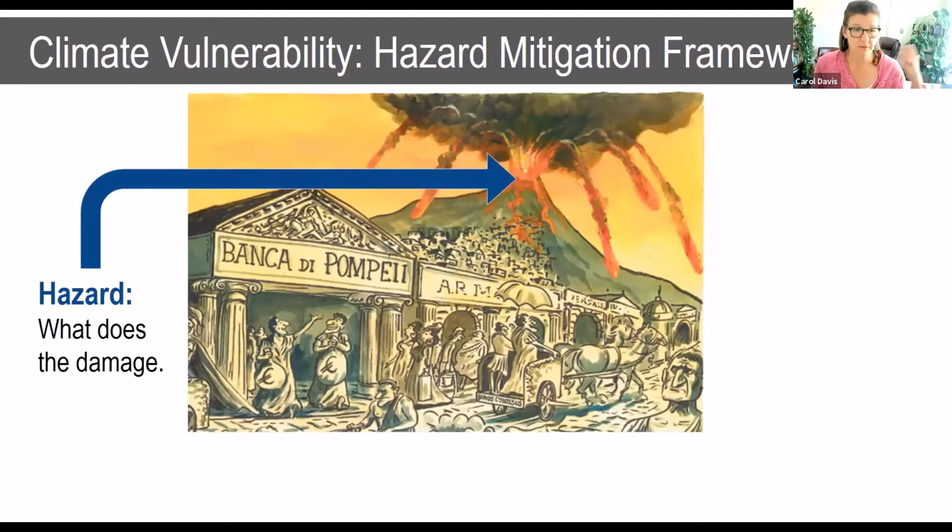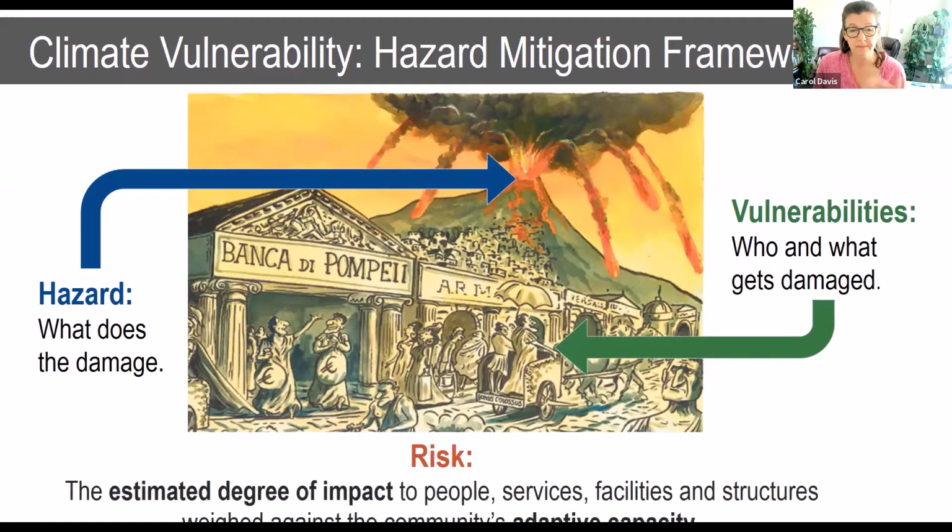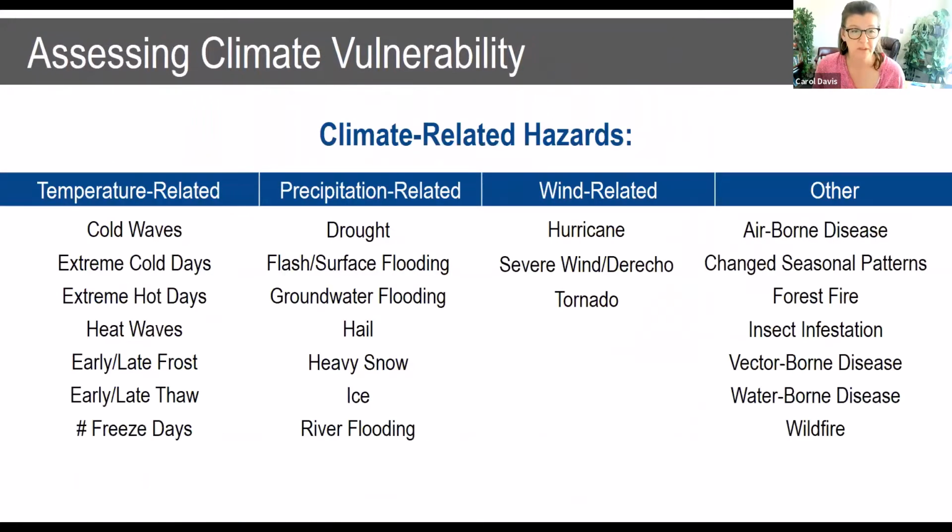And so in this example, the hazard is the thing that does the damage, right? In this case, a volcano. And then the vulnerabilities are the who and the what in your community that receives that damage or is capable of being damaged. And then your risk is how do those two interrelate? What is the estimated degree of impact to facets of your community, people, services, facilities, structures, but also weighed against how adaptable is your community to those hazards that might be coming your way.